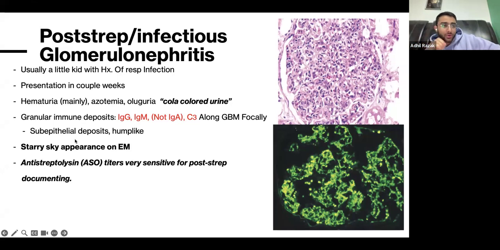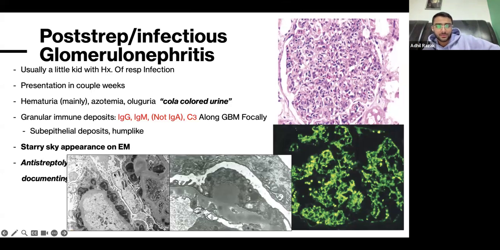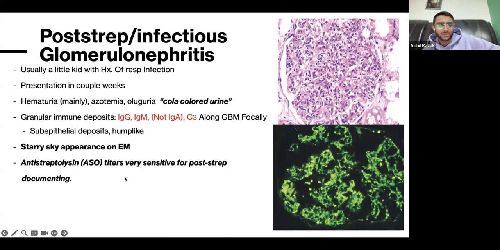And as mentioned earlier, he would have granular immune deposits. As you can see in the immunohistochemistry, it's granular. It looks powdery. And the deposits are IgG, IgM, not IgA, and C3. So there would also be a deficiency of C3 in this patient because it gets deposited in the kidneys, as you can see here. Electron microscopy will have a starry sky appearance.